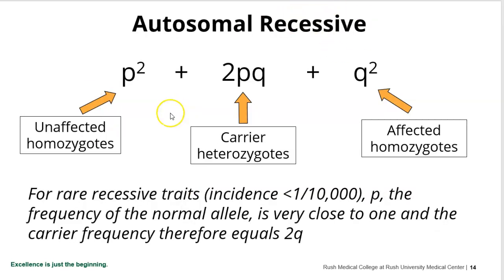In comparison, in a recessive disorder, P squared is unaffected homozygotes, 2PQ is carrier heterozygotes, and the affected homozygotes is Q squared. And again, 2PQ is really 2Q. So you take the square root of Q squared and you multiply it times 2, and you get the carrier frequency.